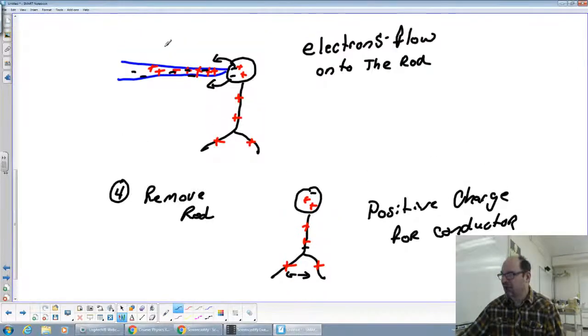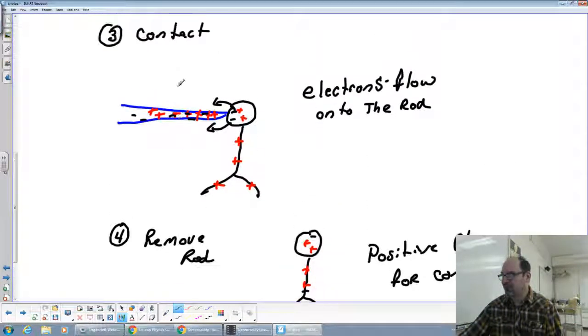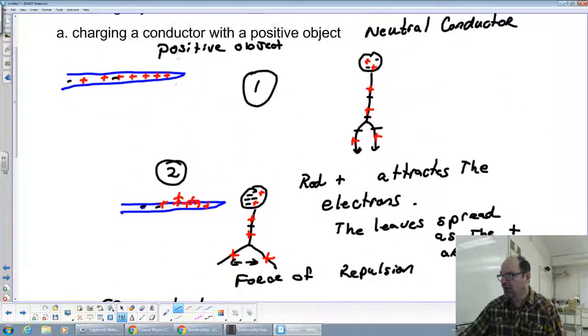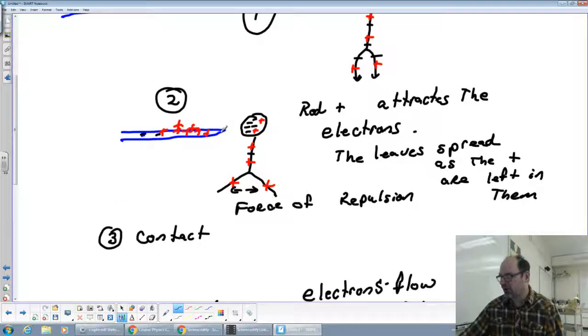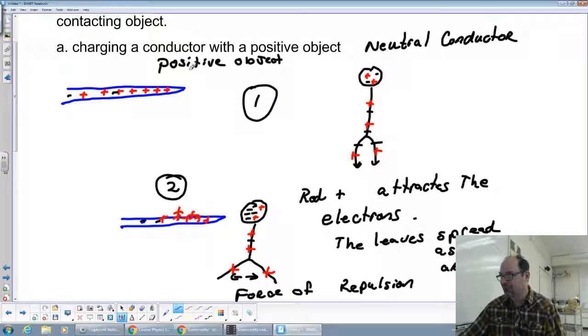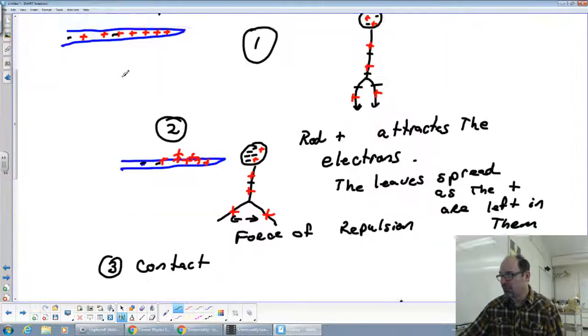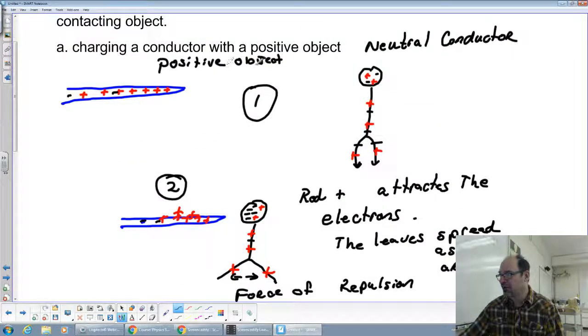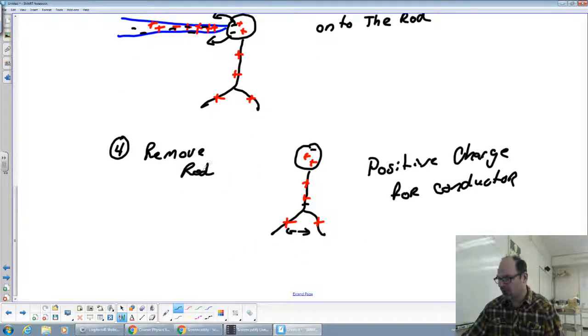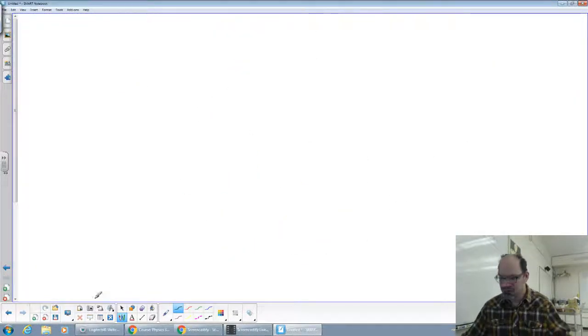Okay. Now the opposite is true. If this is a negative rod over here, in this step, everything would be the same, except for when you brought the negative object, the negatives would be repulsed down to the bottom. So if we had a negative object charging, it would look a little bit different. Okay, so this will be B. We'll do charging a conductor with a negative object. So you could probably figure this one out on your own. So kind of see if you can think it through, and we're doing it here together.